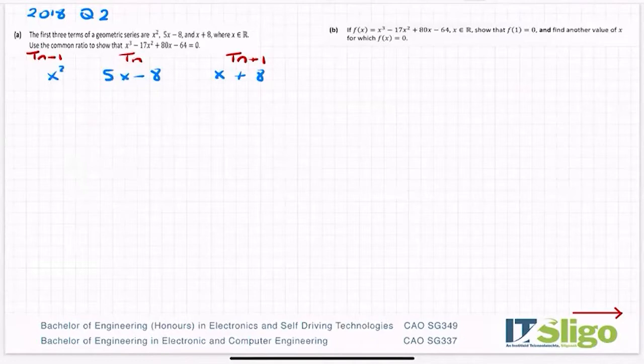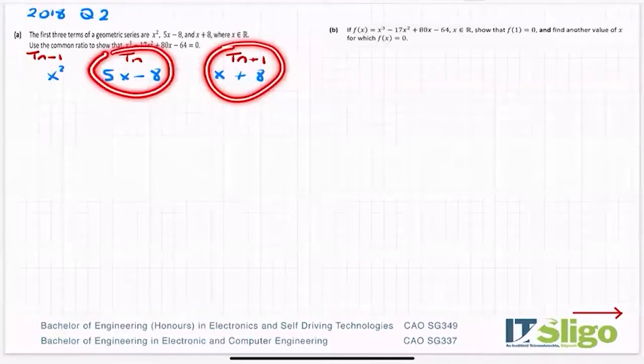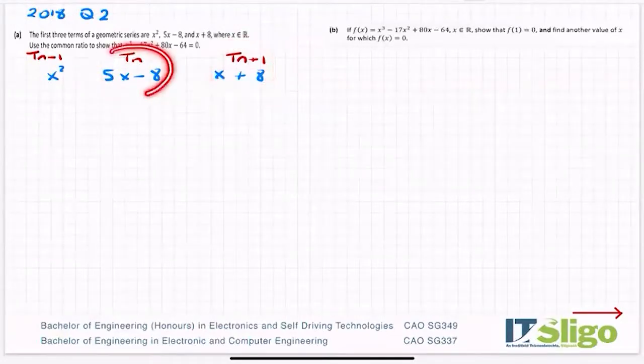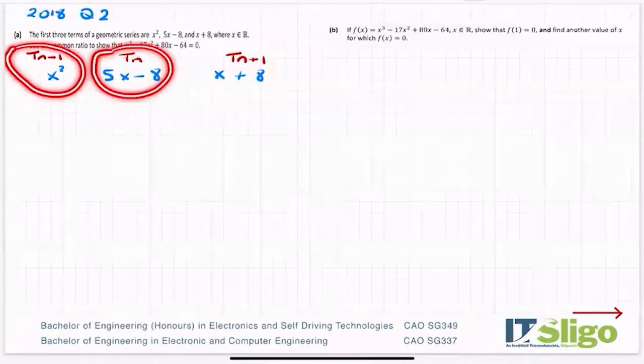Okay, so a geometric sequence, if it is a geometric sequence, then you can state that this term divided by this term would be the same as this term divided by this term.